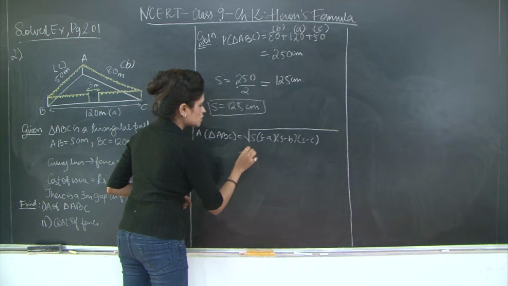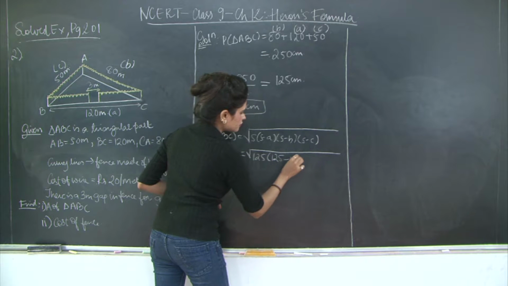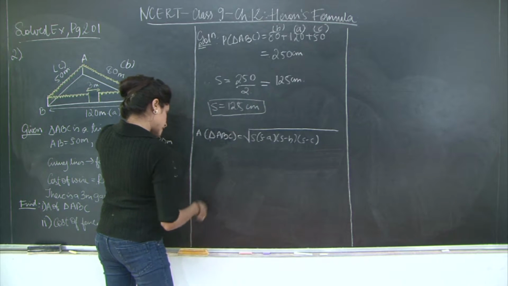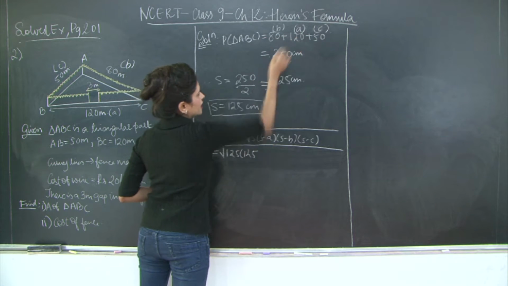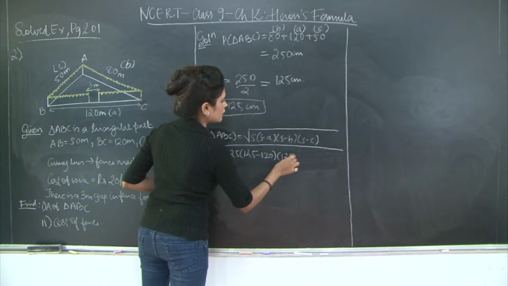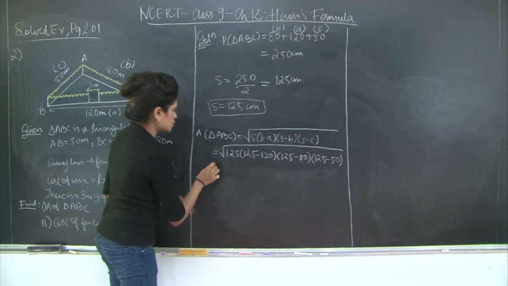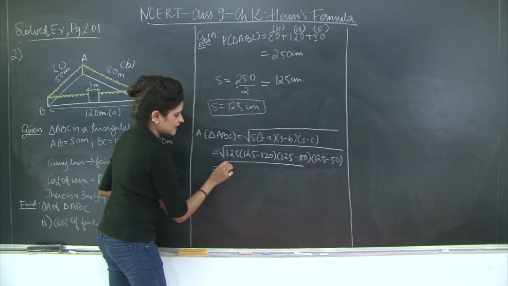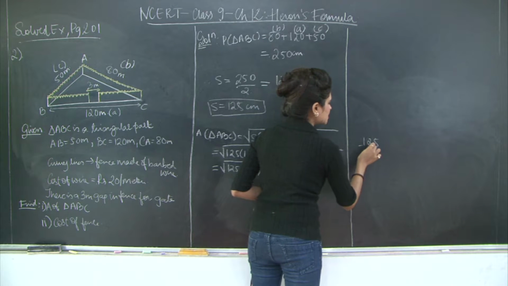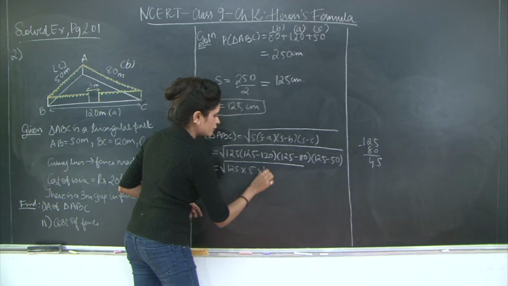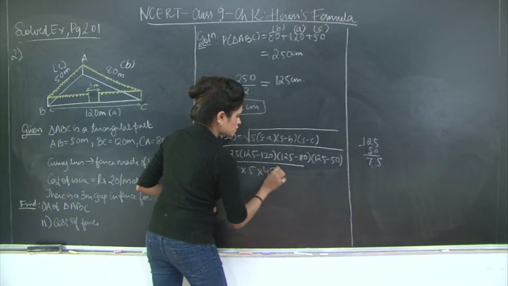So the semi-perimeter is 125, into 125 minus 120. I'm just going to start writing from here because we'll run out of space. So this is equal to 125 into 125 minus A, which is 120, into 125 minus 80 and 125 minus 50. So I will get 125 stays as it is, into 125 minus 120 will be 5, into 125 minus 80 would be 45. And finally 125 minus 50 would be 75, so into 75.